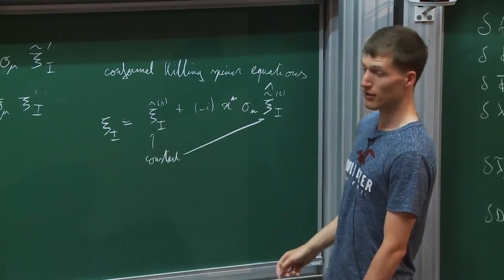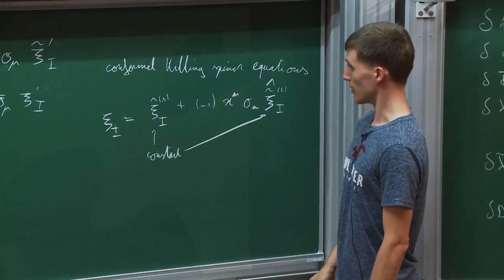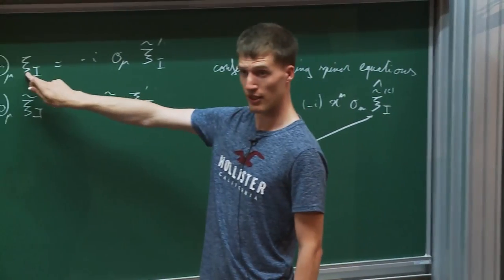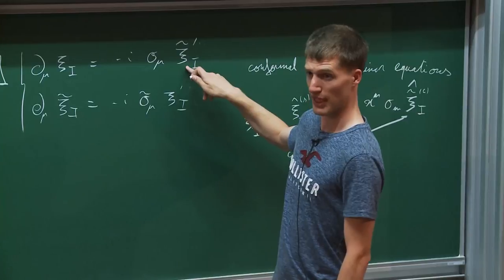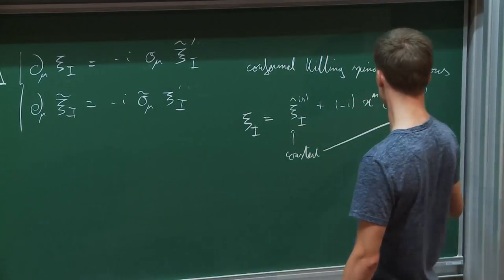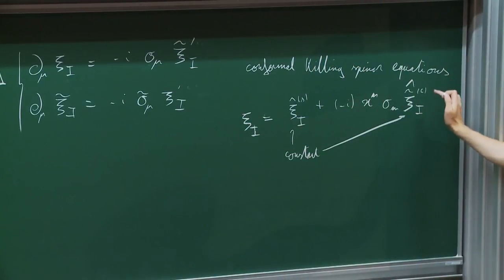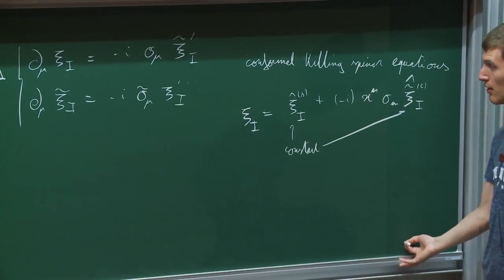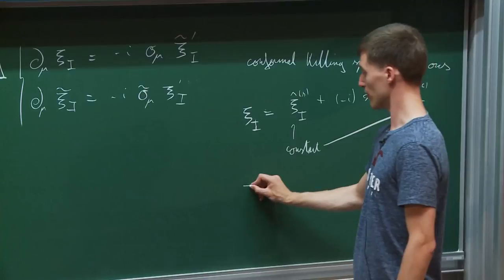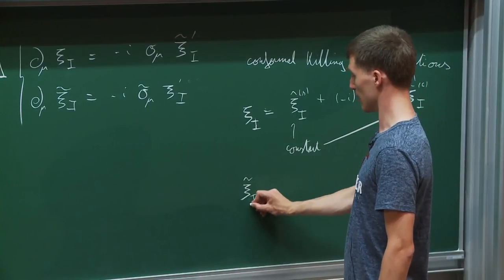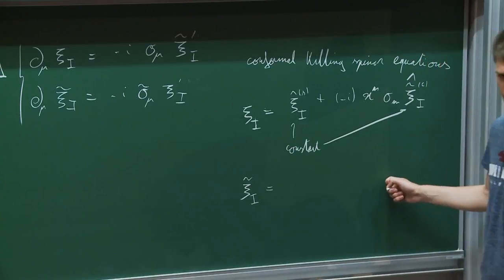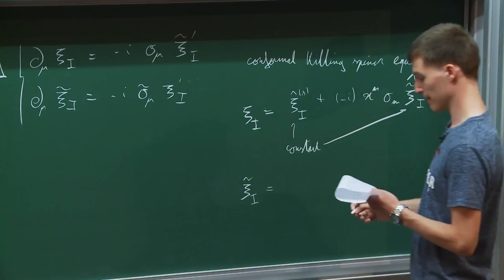Are you missing a prime on the left? On the left. Here? Yeah. No. I'm solving for ξ. And this guy can be whatever it needs to be. So in this case, it would be this object again. And similarly, I can solve for ξ tilde. It takes a similar expression. There's two constants and an x sigma in between.